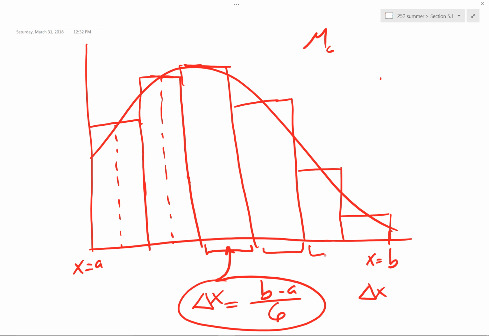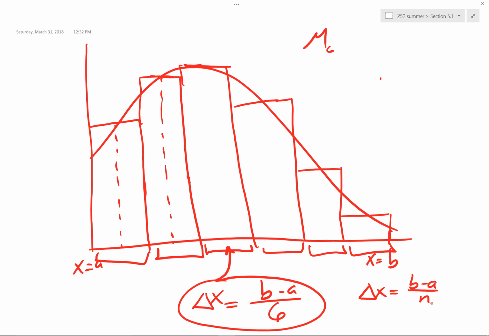Okay, so in general, delta x, or the width, will be the same for each one of these. I am not in the habit of using a different width. I mean, you could, but that's weird. We will mention that a little bit more in the next section. But in general, we use the same width. So b minus a over n, that is my delta x.